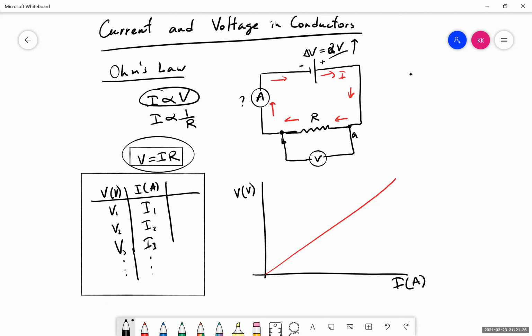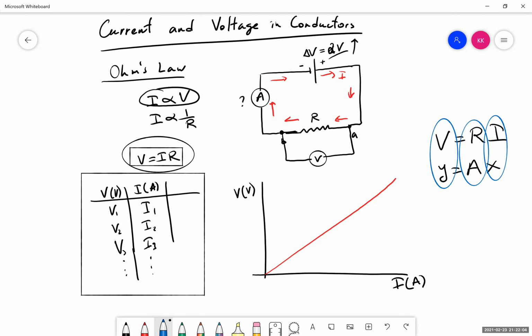Also, according to this equation, voltage equals resistance times current. If I plot this and get a linear relationship like this, I'm basically using this equation: y equals the slope times whatever I have on the x-axis. If I'm using voltage on the y-axis and current on the x-axis, then the slope I get for this graph is equal to my resistance.